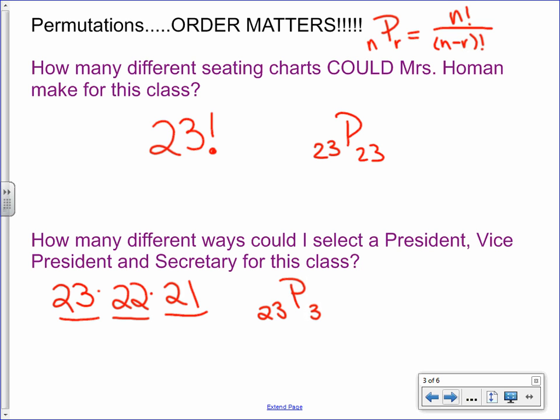Do you know how to work your permutation button? Okay. 10,626.